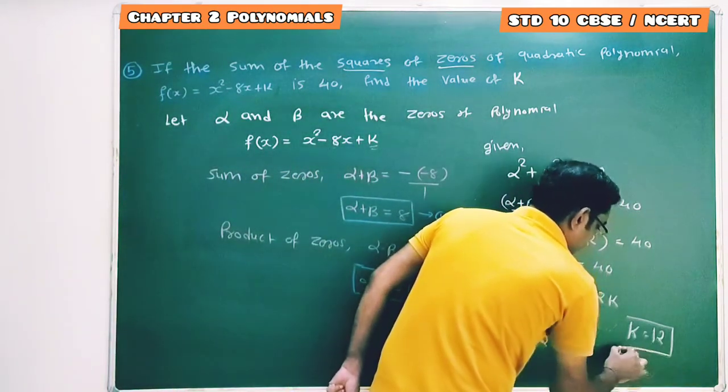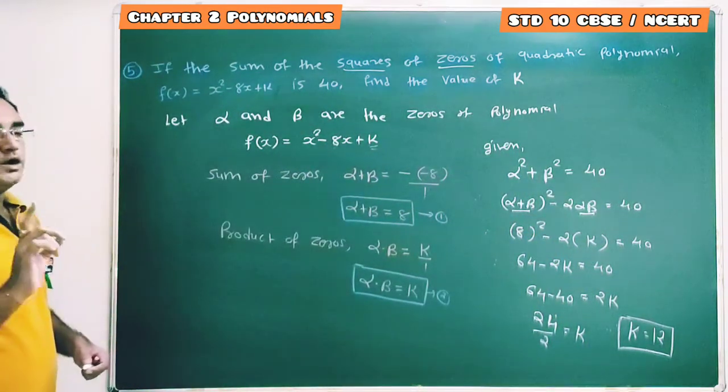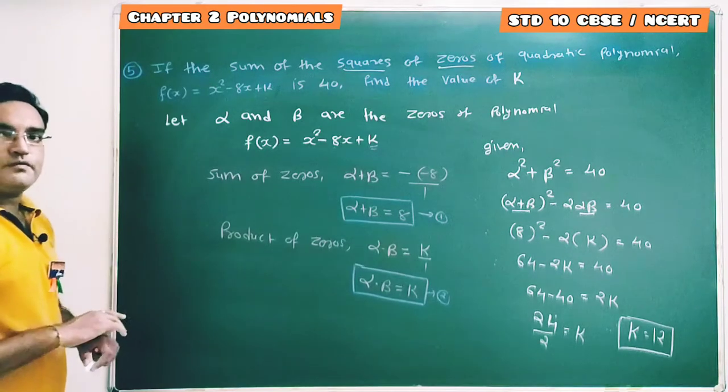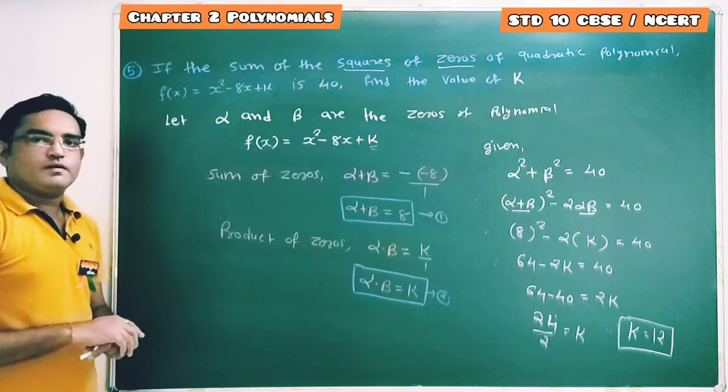Clear students? So this is how you can find the value of any unknown when the relationship between zeros and coefficients of any quadratic polynomial is given.